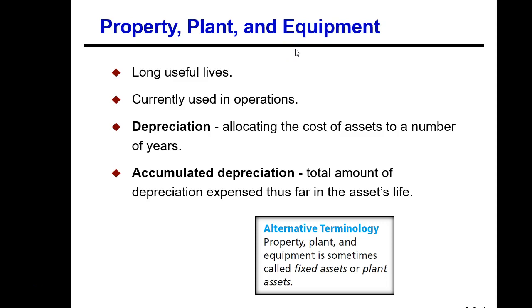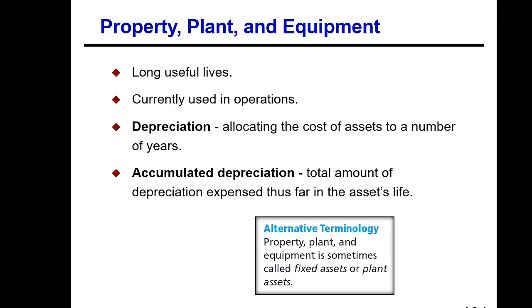PP&E stands for what we call tangible assets, operational assets, assets being used by the company to earn revenue for the business organization. It could be equipment, machinery, automobile, buildings. These are assets that are going to be used to help us earn revenue. Now, these assets go through a process known as depreciation. What's depreciation? It is a system or a process of taking the cost of those long-term assets and expensing the cost over the asset's useful life.